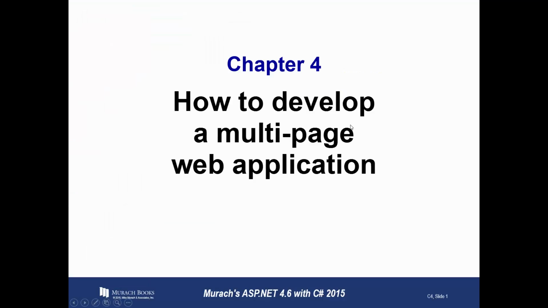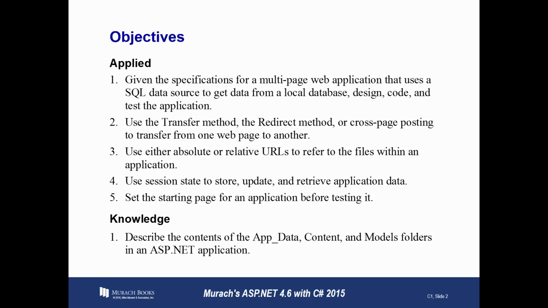Chapter 4 starts on page 125, how to develop a multi-page web application. Here are our objectives. Given the specs for a multi-web page app that uses an SQL data source, SQL being an acronym for structured query language. This refers to the information I showed you before in that drop-down list. When we chose Austin Powers and Jar and Fog Machine, etc., all that information and the corresponding information, which had the image, the descriptions, etc., was from a database.